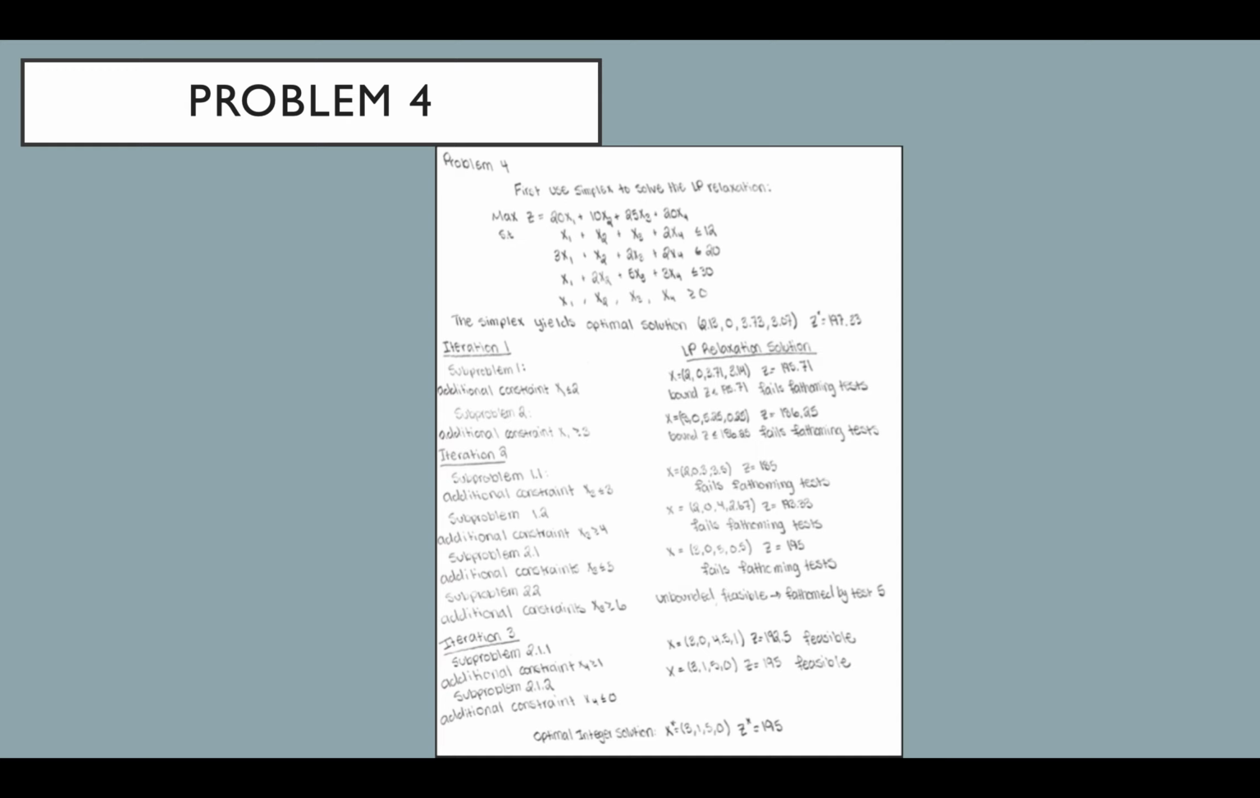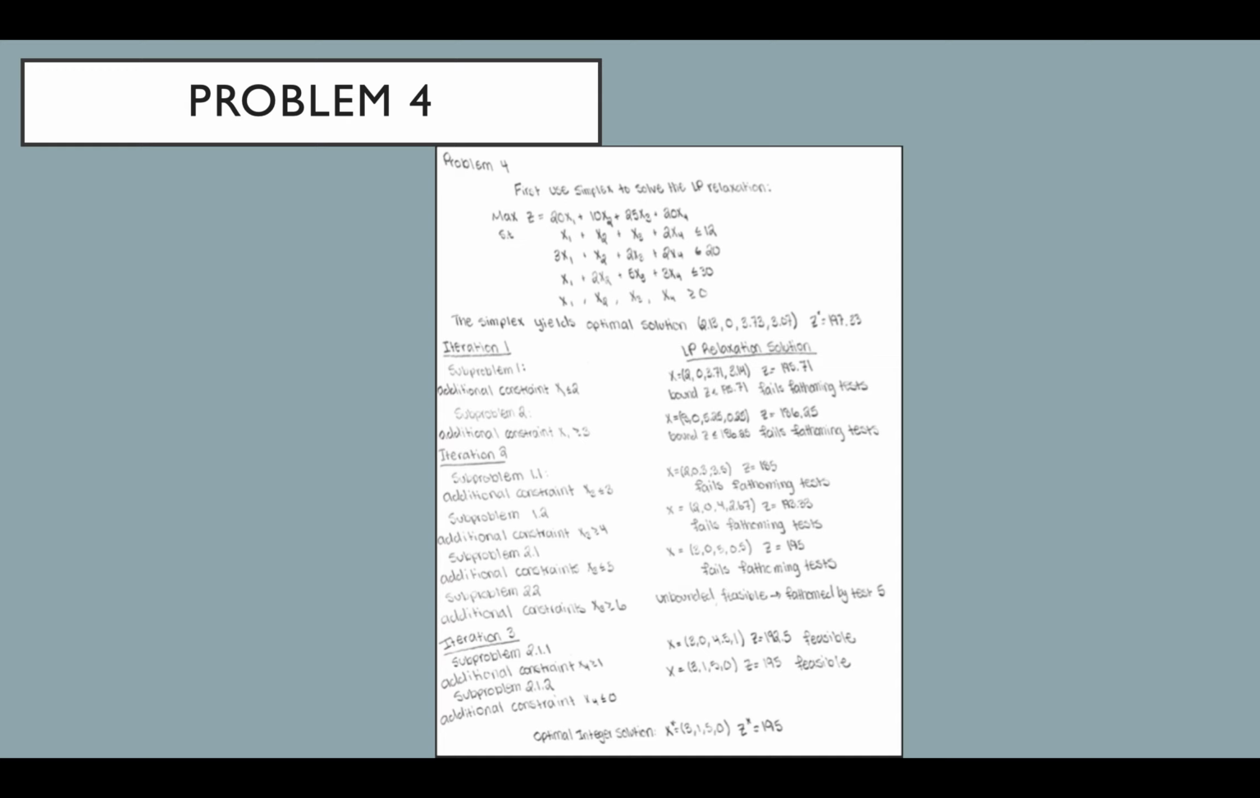Solving these yields the following. Subproblems 1.1, 1.2, and 2.1 all produce feasible solutions and fail the fathoming test, while subproblem 2.2 is unbounded and is fathomed by the tests. Their x values are 3, 0, 4.5, and 1. At this step, we need only to branch on the subproblem with the highest function value, which is 2.1, and we continue. On iteration 3, we have two final subproblems.